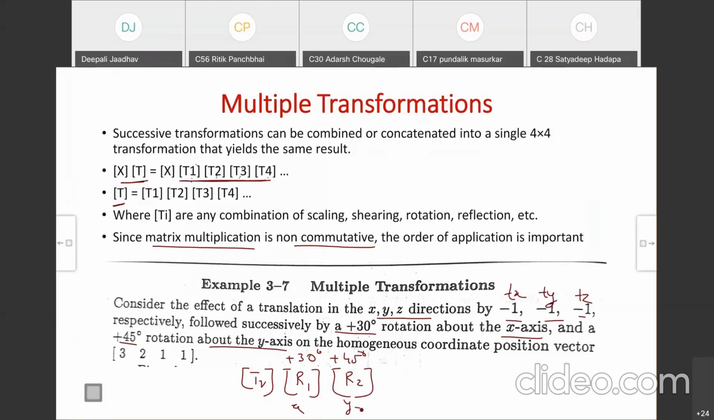On the homogeneous coordinates 3, 2, 1, 1, the entire object is only a single point here. So you need to perform this. Do it on your own. Try for it.